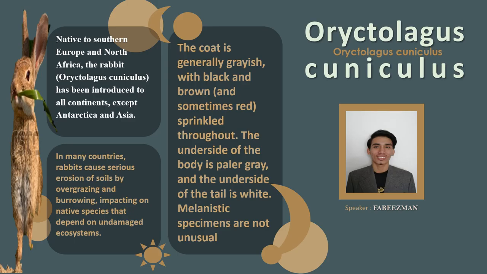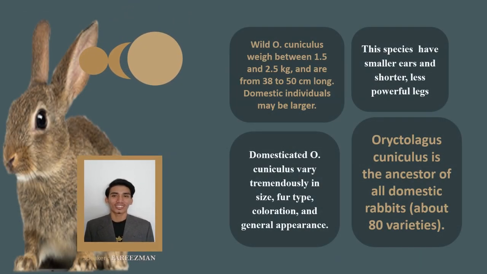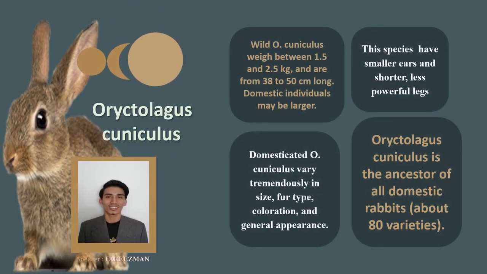The underside of the body is pale gray and the underside of the tail is white. Melanistic specimens are not unusual. The wild Oryctolagus cuniculus weighs between 1.5 and 2.5 kg and is from 38 to 50 cm long. Domestic individuals may be larger.